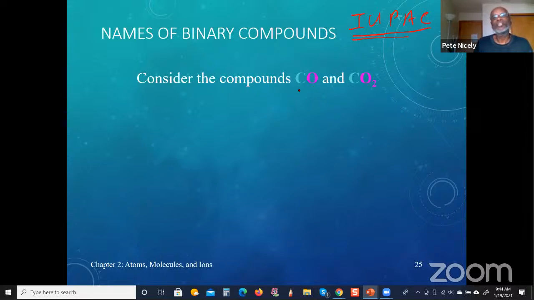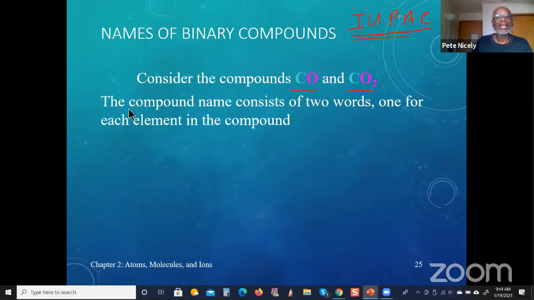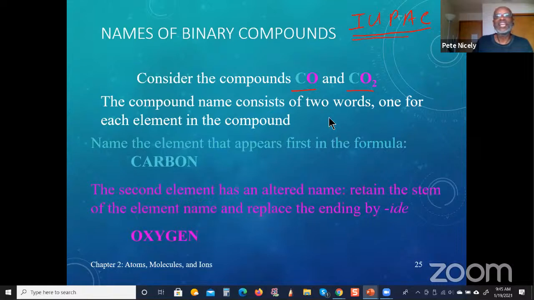So as I said before, we're going to use this example, CO and CO2, molecules represented by these 2 formulas, all right? So as stated here, the compound name for these 2 compounds will consist of 2 words, one for each element in the compound, right? Now, the first element that is indicated in the formula is carbon. So therefore, the first name of each of these compounds will start off with carbon.